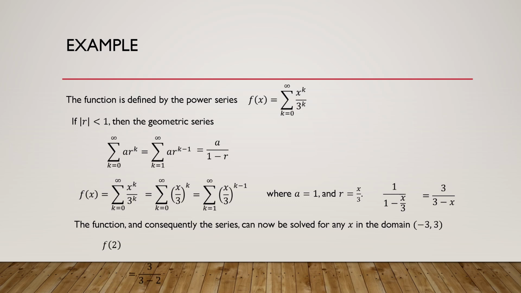For example, f of 2 equals 3 over 3 minus 2, or 3. f of negative 1 equals 3 over 3 minus negative 1, or 3/4.